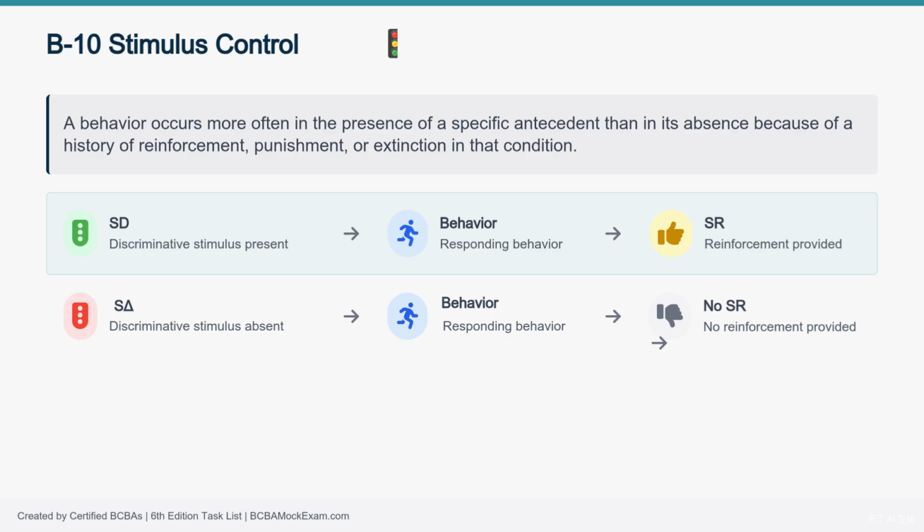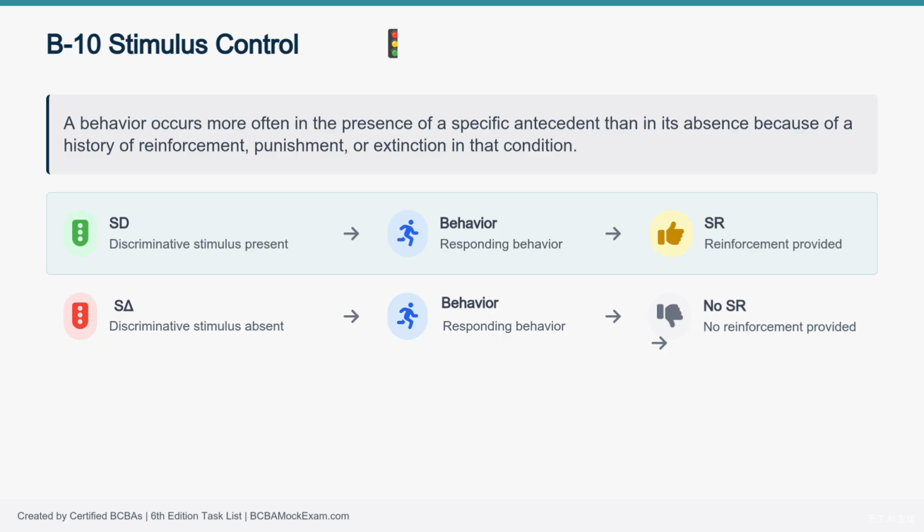Here we move to B.10 and the concept of stimulus control, which is all about how antecedents signal whether a behavior will pay off. A behavior is said to be under stimulus control when it occurs more often in the presence of a specific antecedent than in its absence, because of a history of differential reinforcement, punishment, or extinction in those conditions. The discriminative stimulus, or SD, is the cue that signals reinforcement is available for a particular response. The S-delta signals that reinforcement is not available.